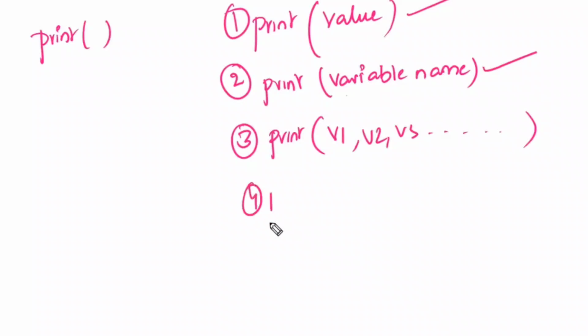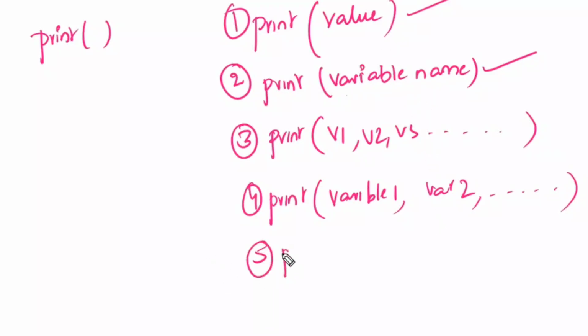Option number 4: print variable name 1, variable name 2, variable name 3, like this, multiple variables. Similarly, how we print a single value, single variable, multiple values, multiple variables. The fifth option is a combination of everything. You can use the value, you can use the variable, everything. Just for multiple items, a comma should be there in between them. That is the syntax in Python. That's it. We'll see one example for each of them.